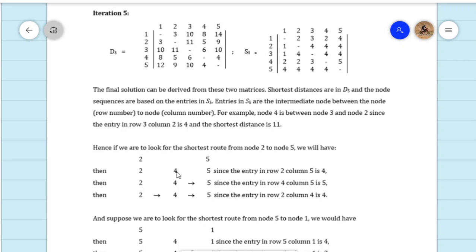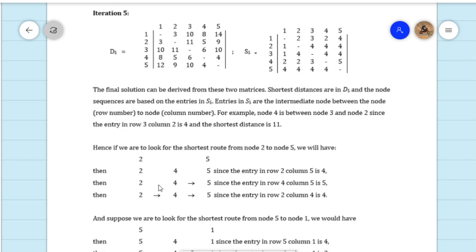Then, to determine what is between 4 and 5, look at row 4, column 5 in the final node sequence matrix. Notice there is 5, meaning 5 is between 4 and 5. In other words, 5 is already 5, so no intermediate node between 4 and 5. So 4 directly goes to 5, or the route is from 4 directly to 5. Okay, so we now have an arrow here.